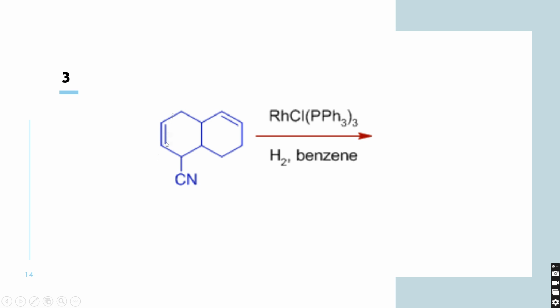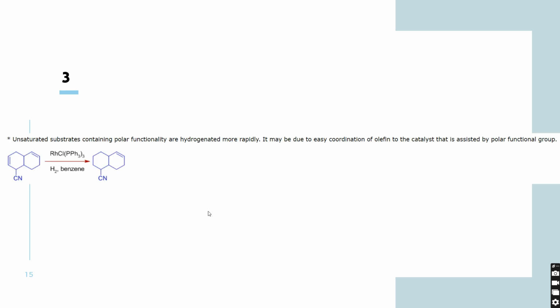In this case both the double bonds are cis, so the binding affinity will come from the substituent present at the alpha position. One double bond contains a cyanide substituent adjacent to it, and the other double bond does not contain any such polar substituent. So let us see what kind of selectivity is followed in this hydrogenation reaction when we have polar substituents present adjacent to the double bond.